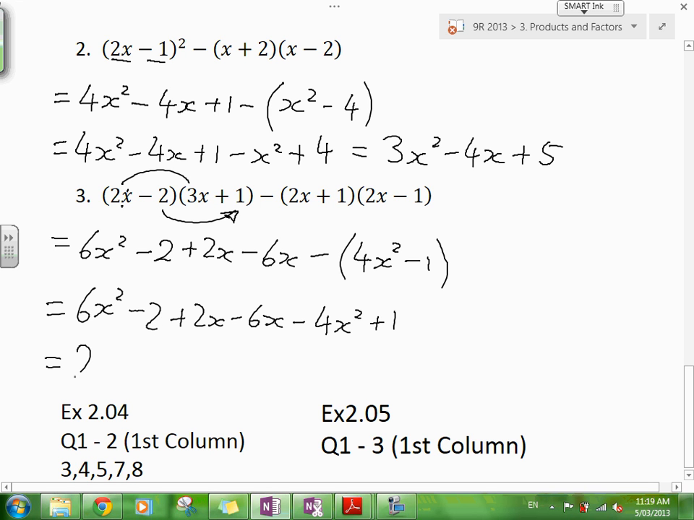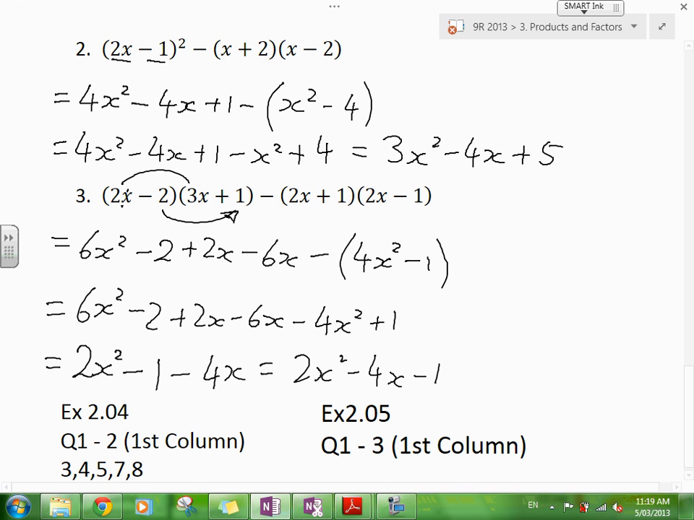Good, 2x squared. Oh yeah, minus 1. Excellent, minus 4x. And we just rewrite that in order of power. So we do 2x squared minus 4x minus 1 is what we end up with. Alright, so we're using these three things: binomial expansion, difference of 2 squares, perfect squares. So go over it, particularly perfect squares.